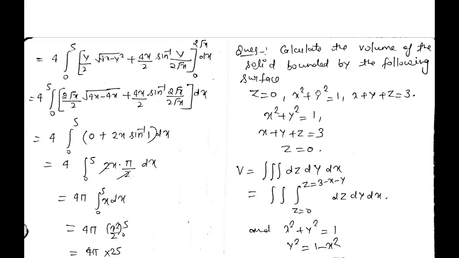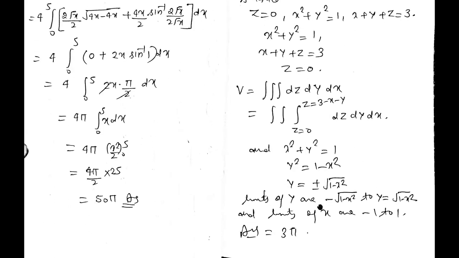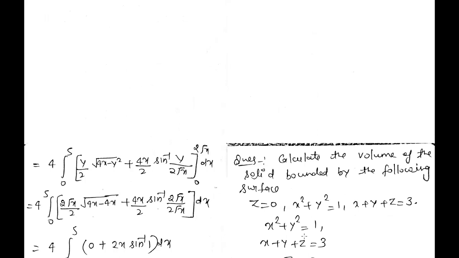Now for the value of x and y, x square plus y square is equal to 1 here. So you can see that y is equal to plus minus square root of 1 minus x square. So this is your limit of y, and this is your limit of x, minus 1 to 1. So just apply here, write all these limits and just do it yourself. This is your exercise. So your answer is 3 pi. Just match your answer with my answer if your calculation is correct, right? Just do it yourself.